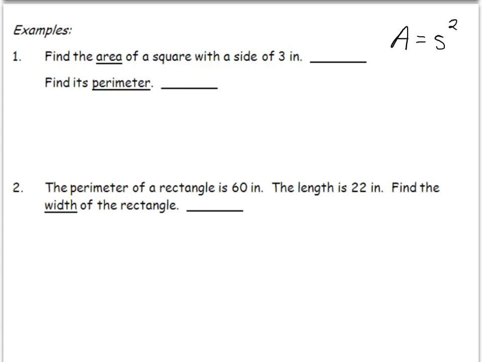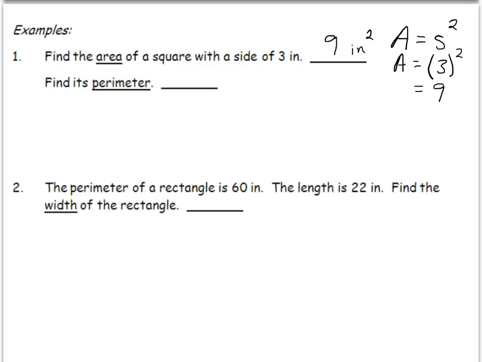Now the piece of information they did tell you with this is they told you that each side was 3 inches. So what we're going to do is go ahead and put the 3 in for the side length and square it. And we know that 3 squared is 9. So our area is going to be 9, and for area, it's square units, so it's going to be inches squared.